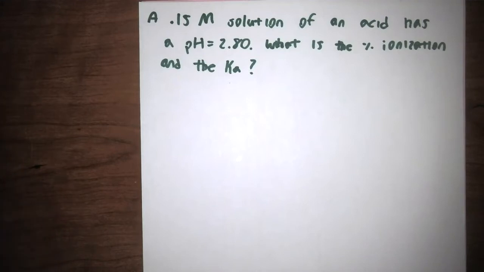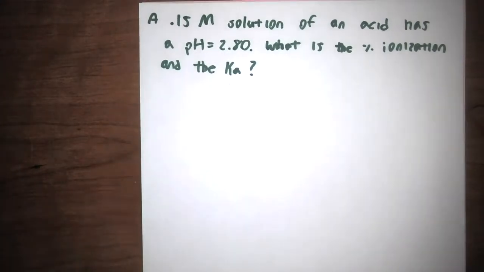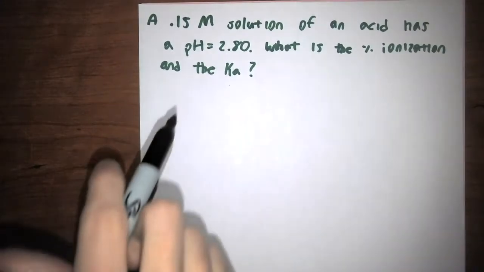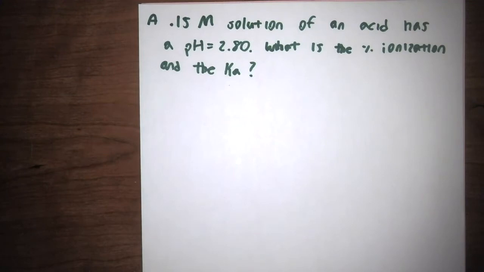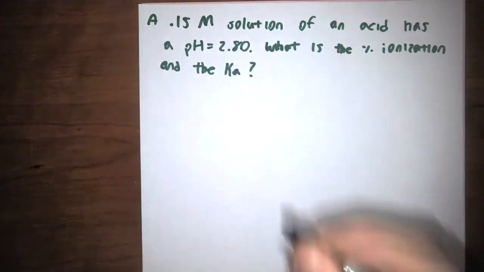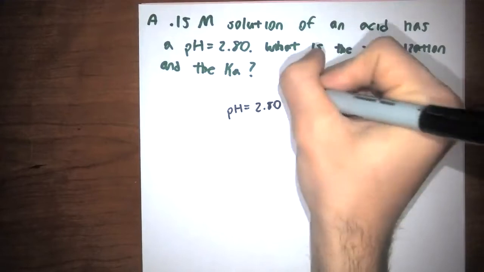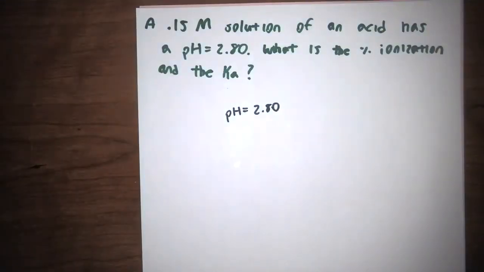So moving on, I'm given a 0.15 molar solution of an acid, and it has a pH of 2.8. What is the percent ionization and the Ka? Okay, very kind of in-depth question. So the first thing I should look at is the pH.